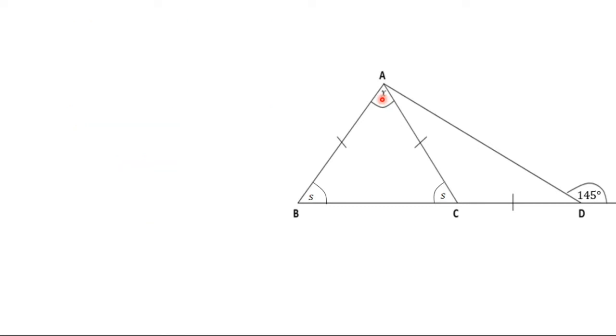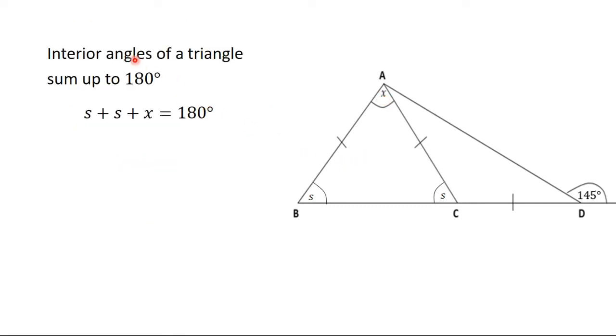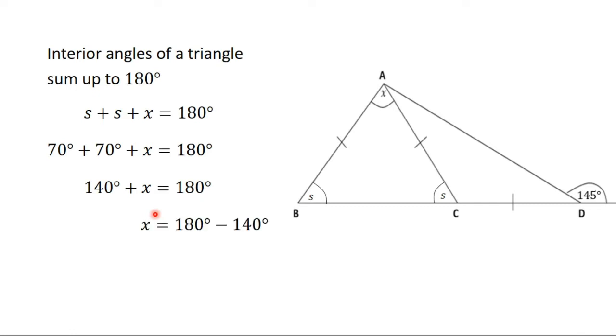So with this, we know that interior angles of a triangle add up to 180 degrees. So S plus S plus X is equal to 180 degrees. We have found S to be 70 degrees. So 70 degrees plus 70 degrees plus X here will give us 180 degrees. We simplify, we are getting 140 degrees plus X is equal to 180 degrees. So X will give us 40 degrees.